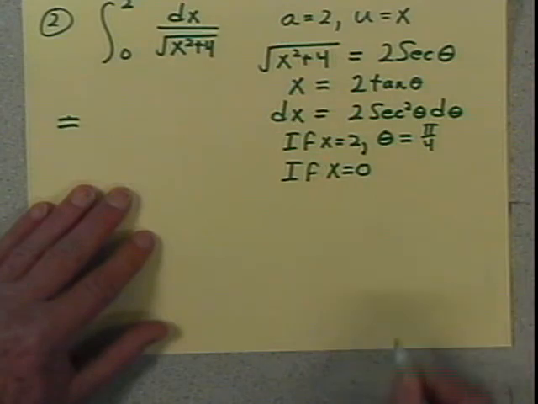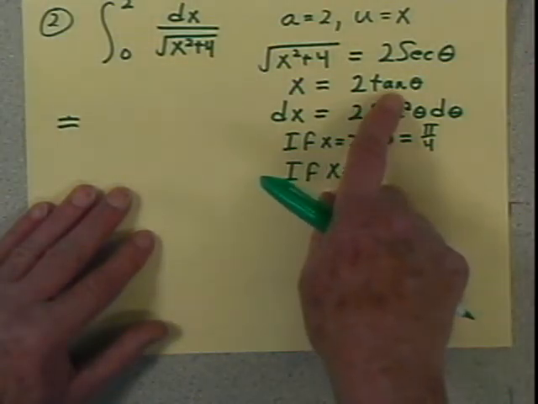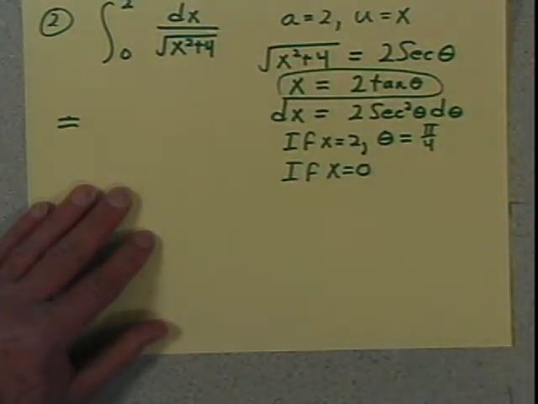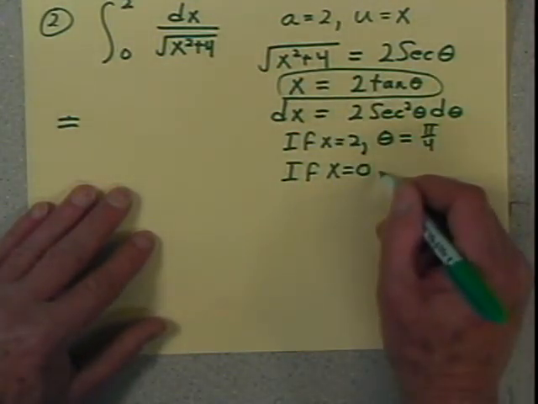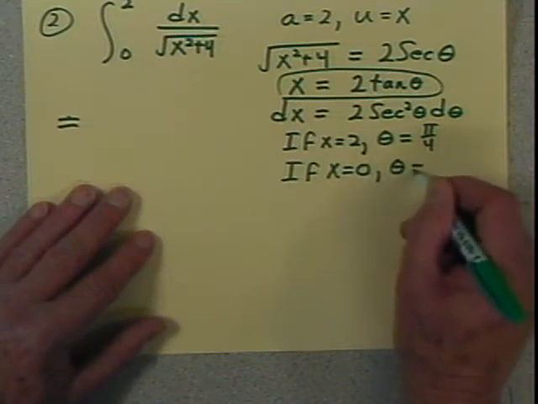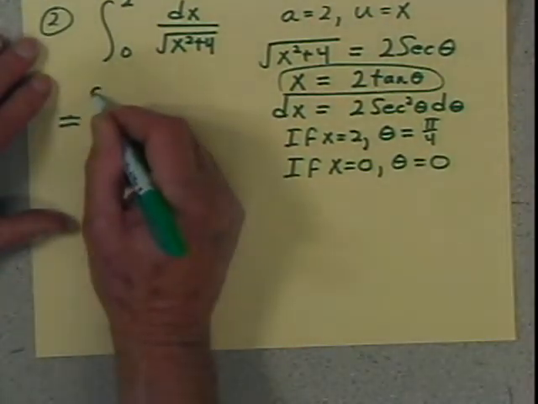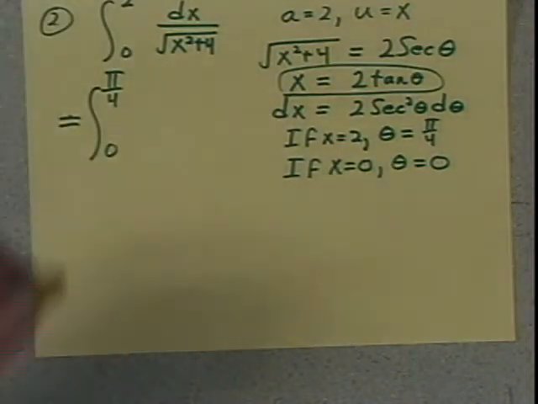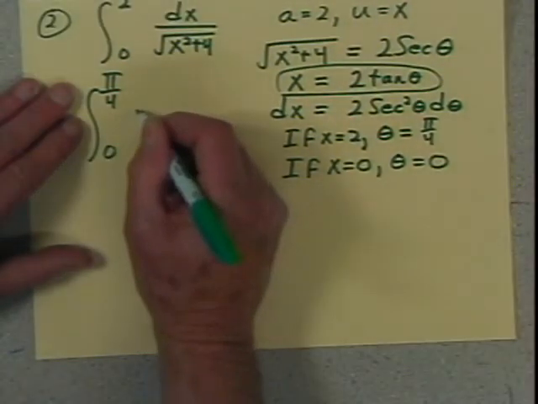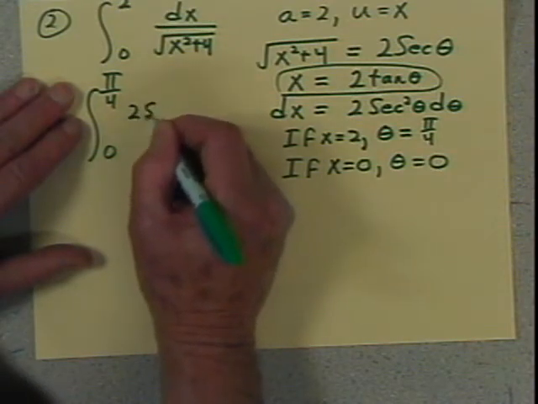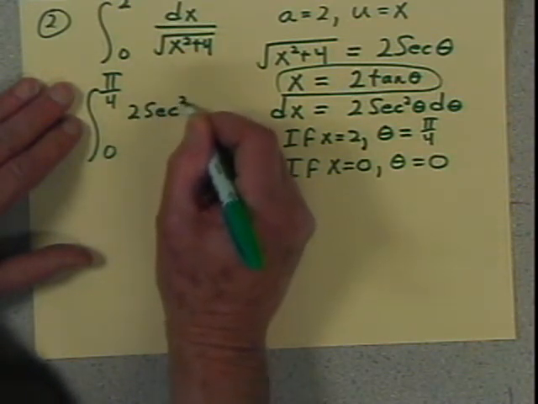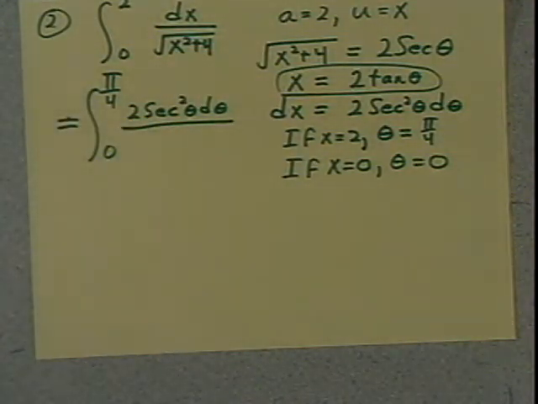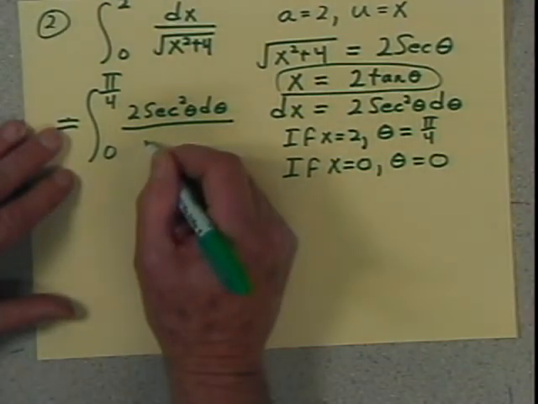What if x is 0? Then using this middle one here that I just circled, tangent of theta will also be 0. Tangent of what is 0? Yep. So it's not too bad. I don't know how you feel about trig, but I don't mind a 0 to pi over 4. What do I replace dx with? Right. 2 secant squared theta d theta. What do I replace radical x squared plus 4 with?